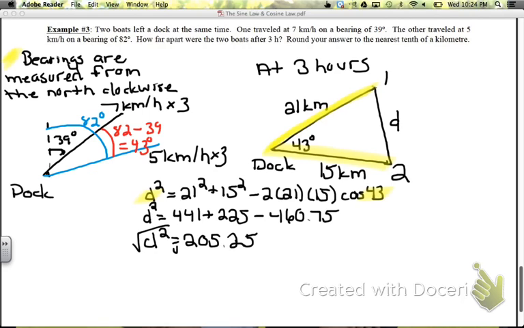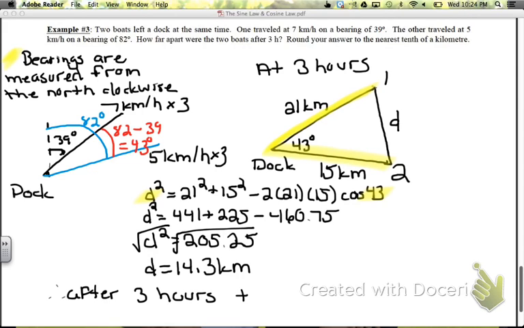Then we can take the square root of both sides. So we have d is equal to 14.3 kilometers. So therefore, after 3 hours, the boats are 14.3 kilometers apart.